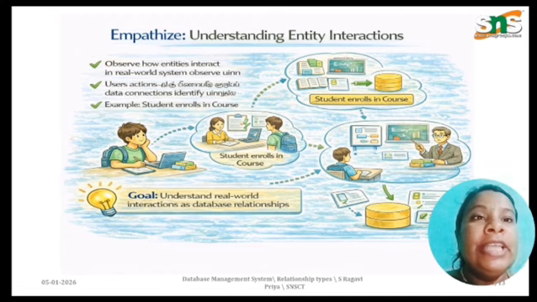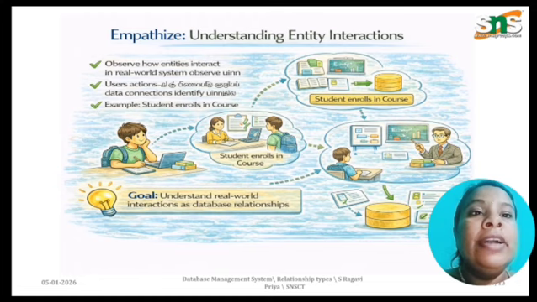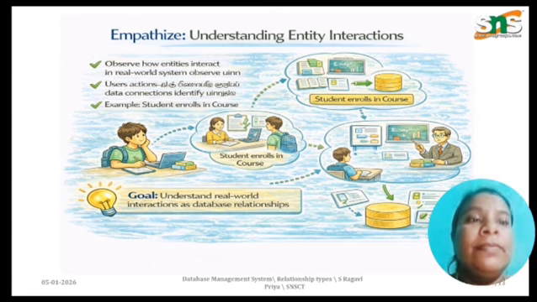First, empathize: understanding entity interaction. Observe how entities interact in a real world system. Then user action, data connections identity. Example: a student enrolls in a course. So understand real world interaction as database relationships.